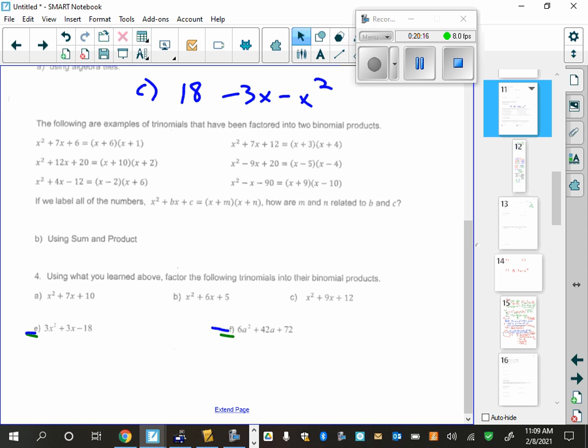GCF first, equal signs, and then SumProduct. So two-stepper, not too bad. We'll certainly have more than two-steppers. These are, again, fun text block questions.